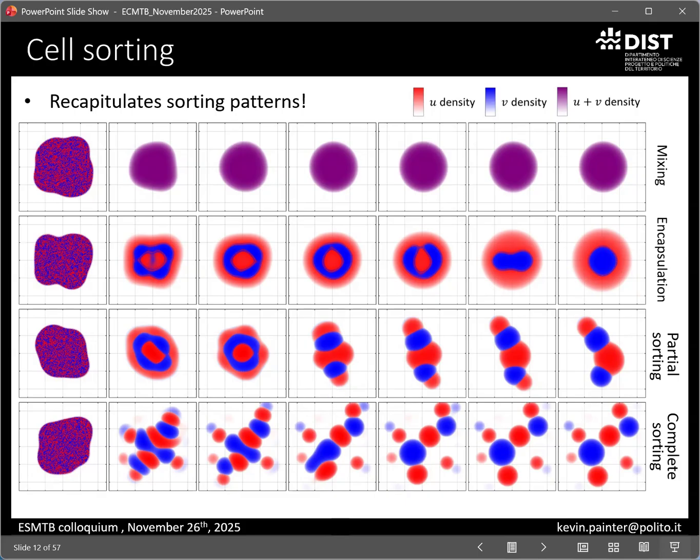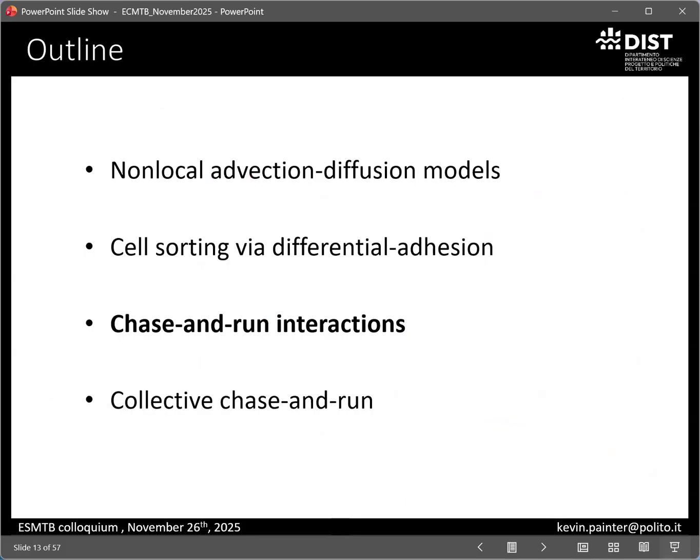So that suggested to us that this non-local advection model is actually a quite solid way to describe these interaction-based movement terms that you get in cells. So I'm now going to use the next 20 minutes or so of this talk to talk about this phenomenon of chase and run.